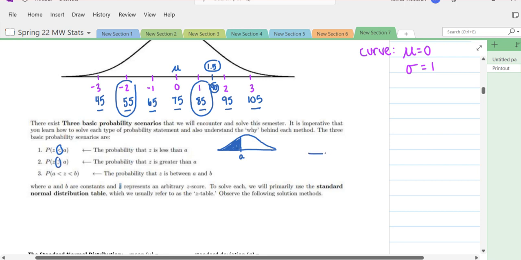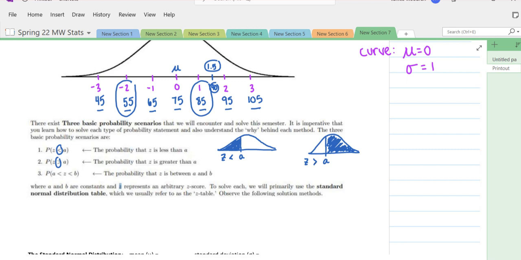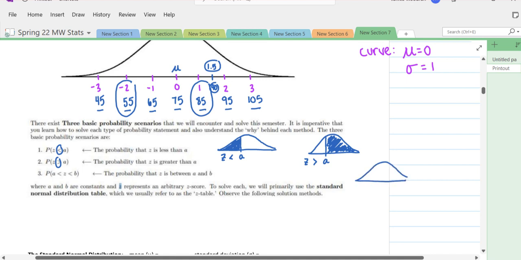So the next scenario, I'm going to put this over here. So this is z is less than a. Normal curve, let's say this is a right here. Greater than would be going to the right. And then the third scenario is that z is in between a and b, which just means it's going to be between two values. It's not going to be going to either extreme value. So let's say it's going to be between here and here, a and b.